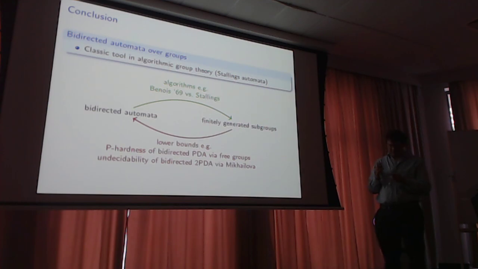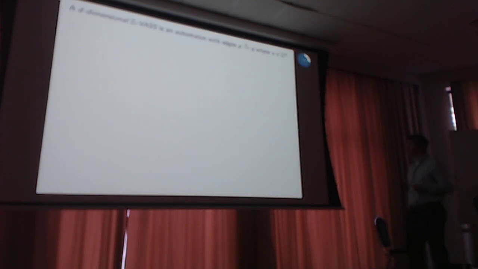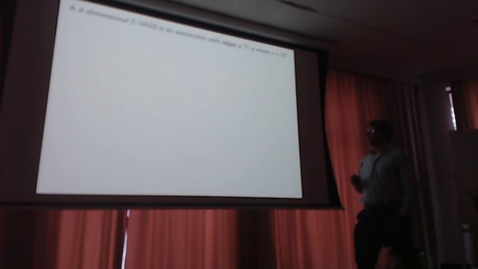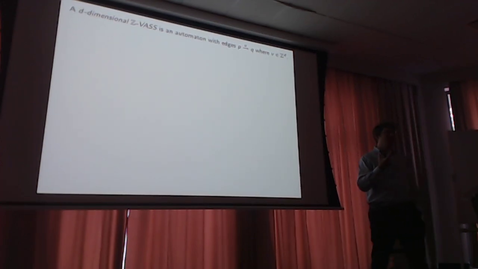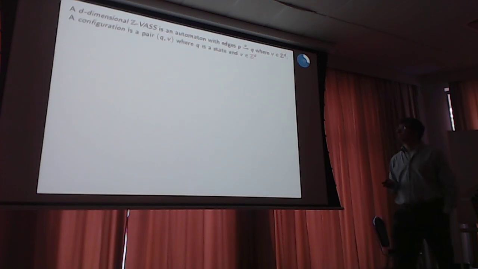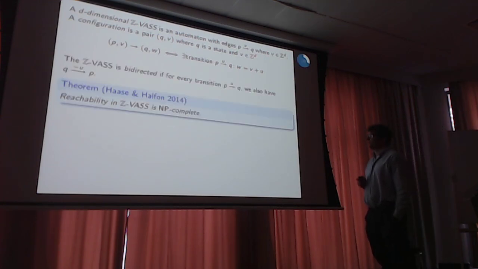Okay, so that's all I had about groups. Now let's look at integer VAS. If you know integer VAS, you might think, well, that's actually the same as groups, and that's true, but I wanted to show a different technique. A d-dimensional Z-VAS is just a VAS where you allow yourself to become negative. A configuration is a pair of a state and a vector, but now only with integers. The machine looks the same, and again the transition relation is this, and bidirected is as we know.